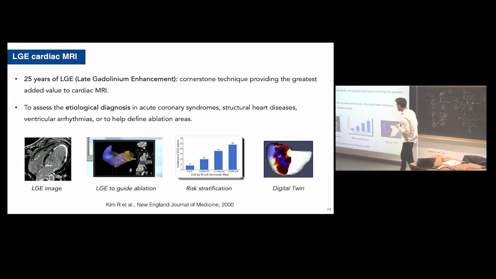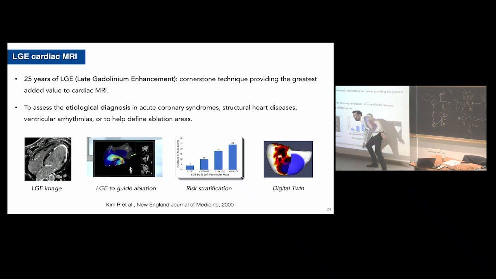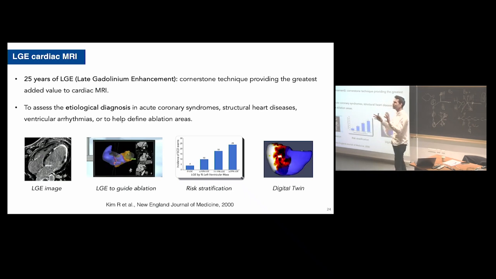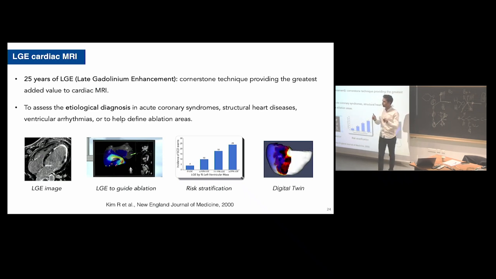That technology was developed in 1999 or 2000 with a landmark paper. So I invite you to read this paper in the New England Journal of Medicine. This is probably the only MR technology that has been published in the New England Journal of Medicine. And here, for the first time, they presented this inversion recovery for cardiac scar imaging.